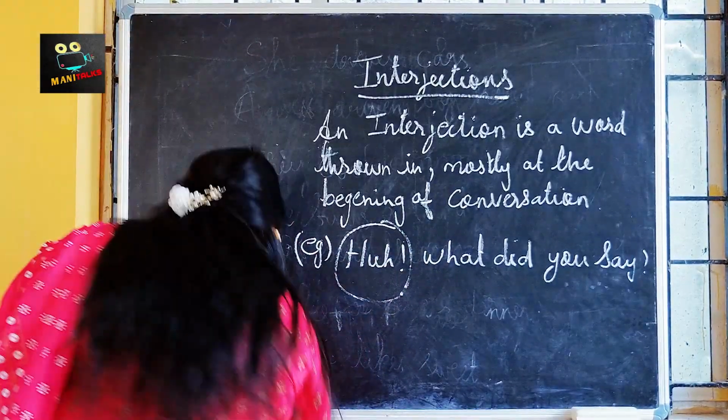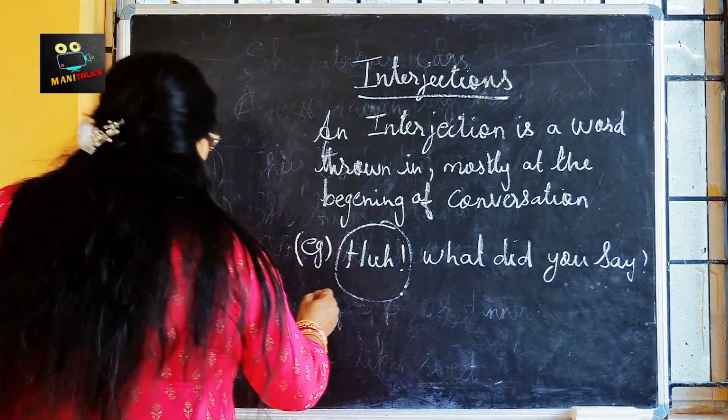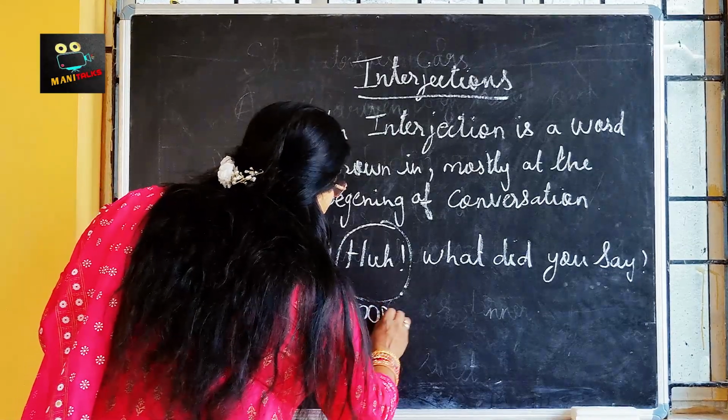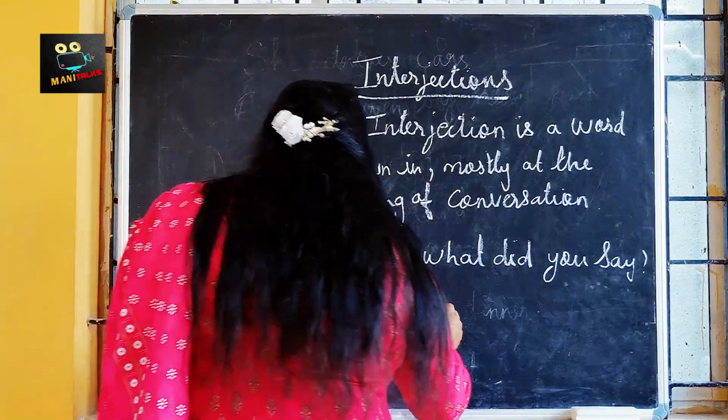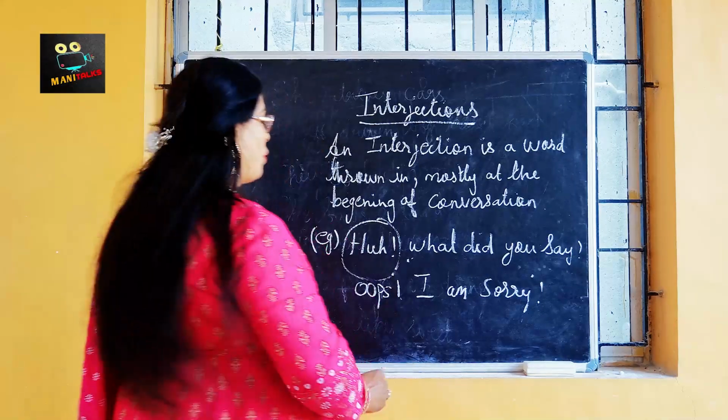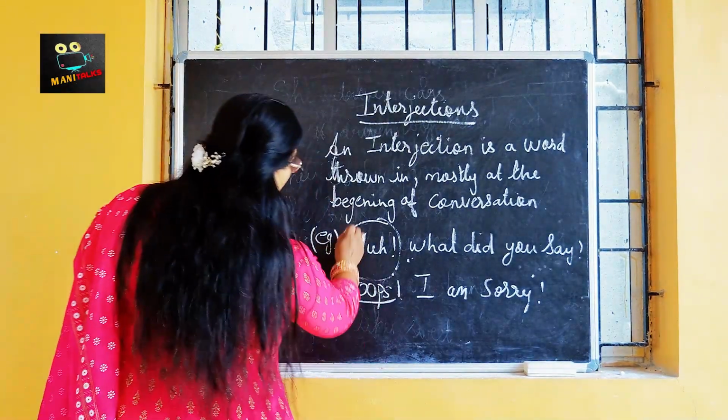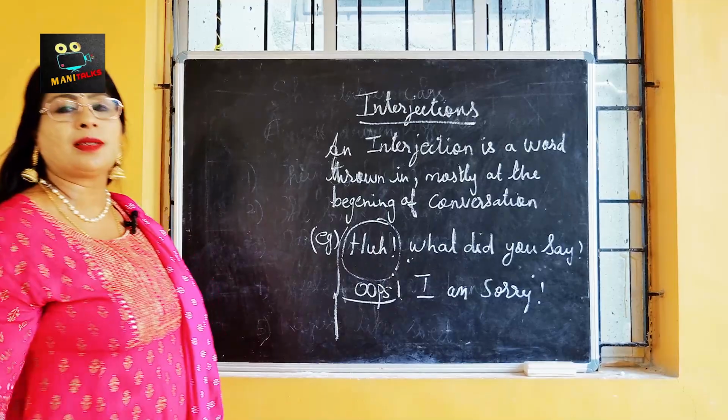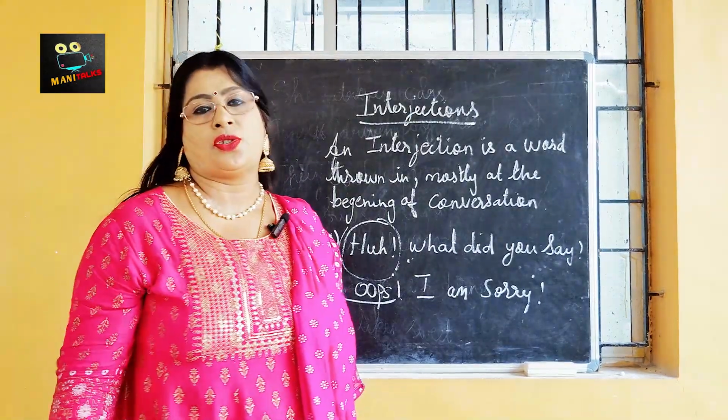One more example I can give you for interjection is, oops, I'm sorry. So here also these types of words with exclamation marks come under interjection.